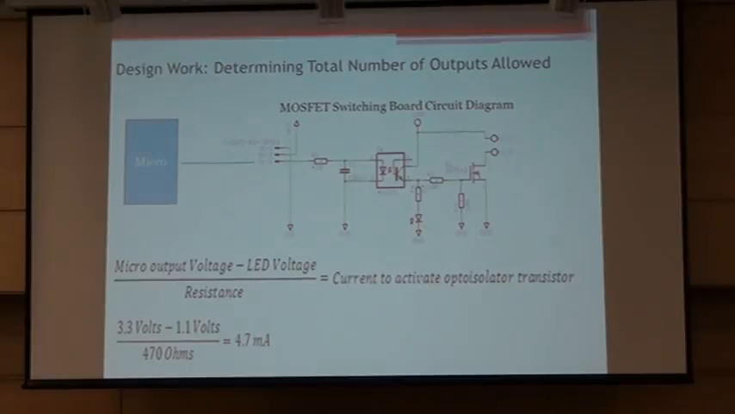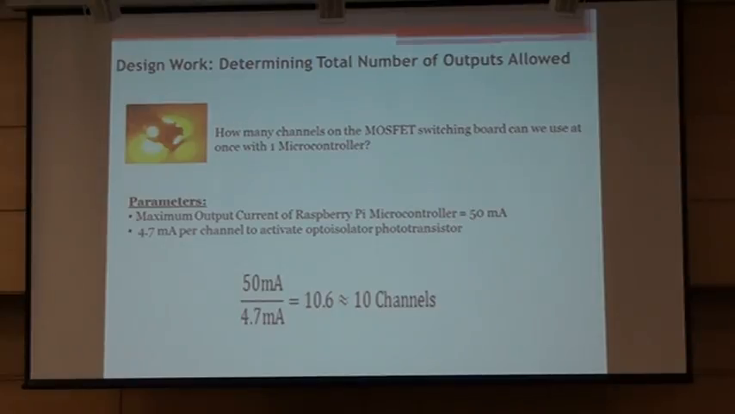Now that we know how much current will be drawn from the microcontroller, we can determine how many channels we'll be able to use in our system. The microcontroller has a maximum output current of 50 milliamps. So if you divide that by the 4.7 milliamps we got in the previous slide, we get around 10 channels. So we can have 10 different LEDs running.